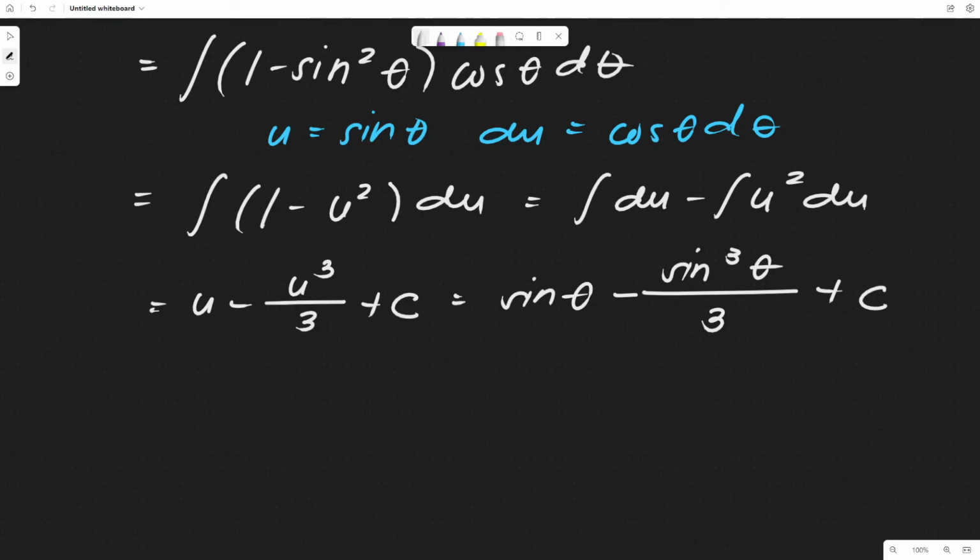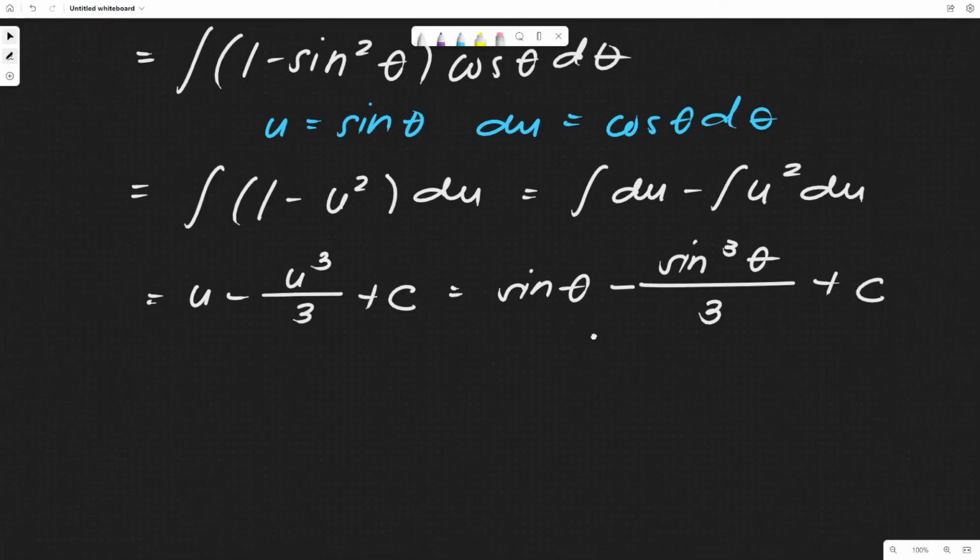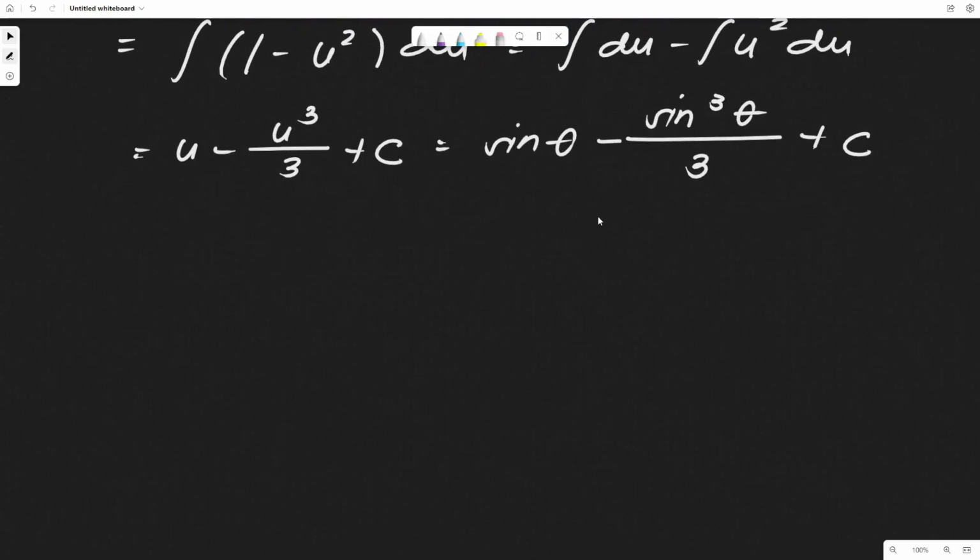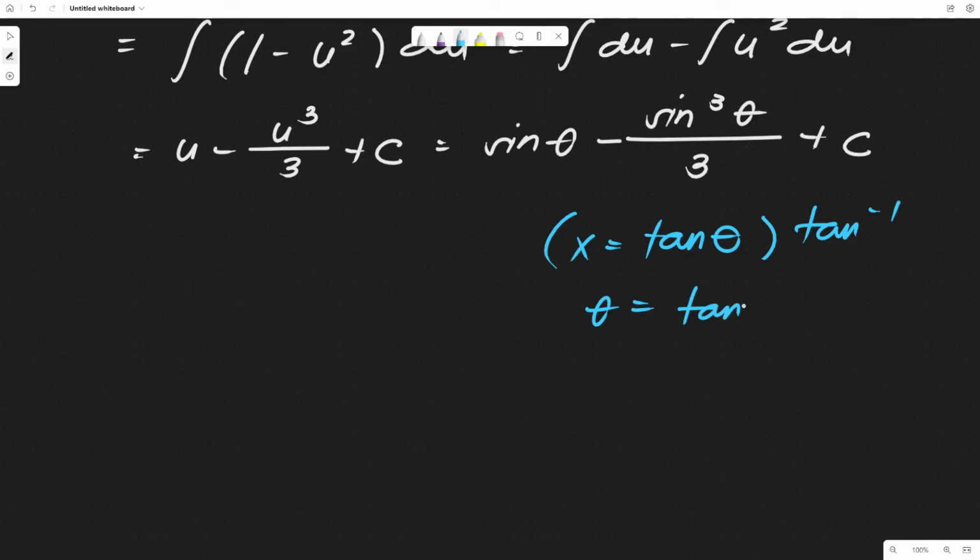Now, however, yung original integral natin is not in terms of theta. So, kailangan natin ibalik ulit from theta to x. So, ano ba yung substitution natin kanina? Diba, x is equal to tangent theta. Yan yung substitution na ginamit natin kanina. So, kunin lang natin yung arctangent. Theta is equal to arctangent ng x. Diba? So, yun yung ilalagay natin ngayon dito.